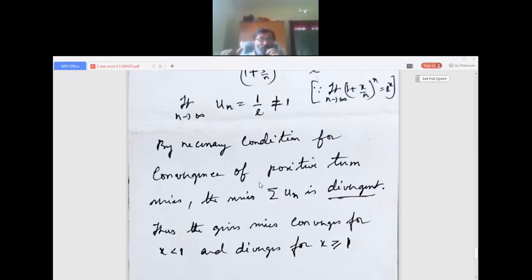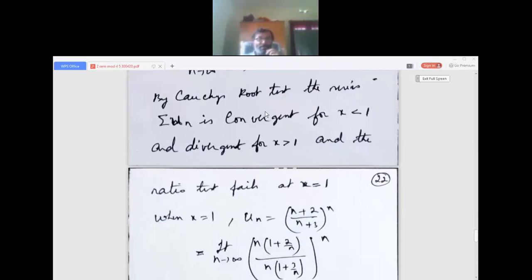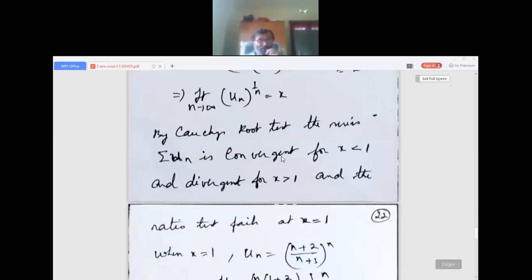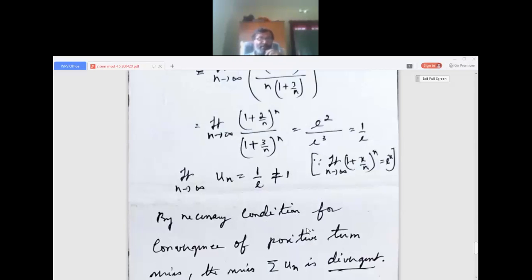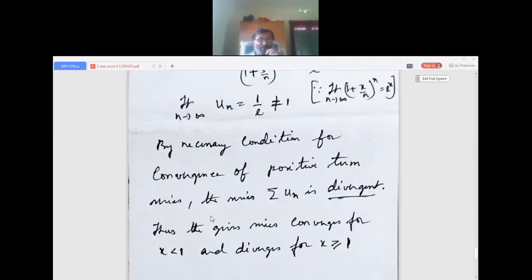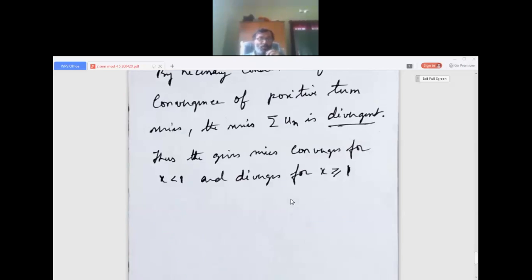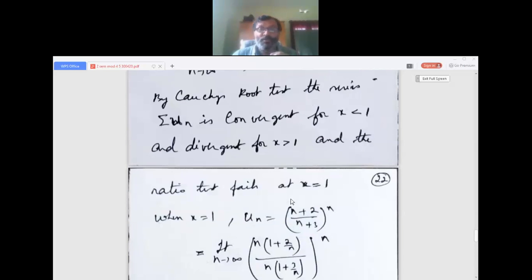So now we use all this and we analyze the result. By Cauchy's root test, we say the series sigma un is convergent for x less than 1, divergent for x greater than 1, and also for x equal to 1, because we got not equal to 1 and it is divergent. Thus the given series converges for x less than 1 and diverges for x greater than or equal to 1. So this is what we studied today.